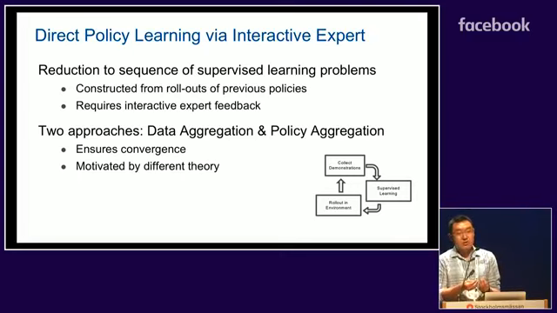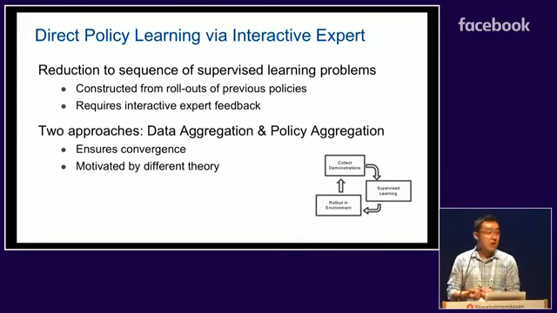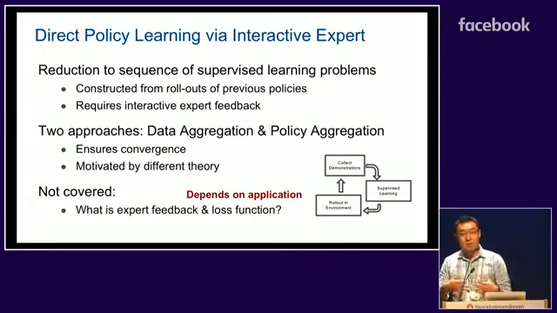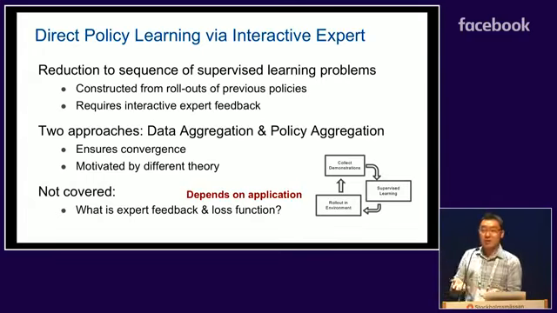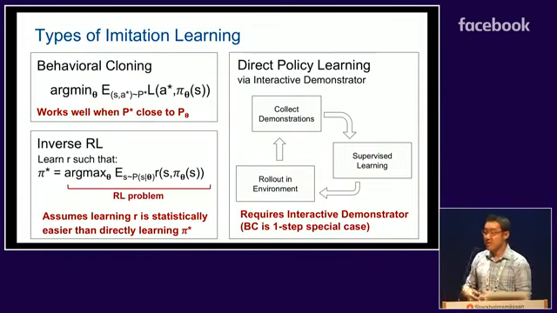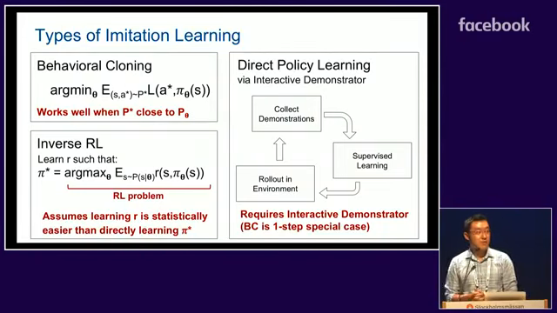The specific algorithms that are derived are motivated by different theoretical foundations. The data aggregation by reductions to online learning, policy aggregation by one-step deviation types of analyses, which are also common in reinforcement learning. What is not covered is, well, where does the expert feedback come from? What is the loss function? And this will be fairly application dependent, and we'll touch on some of these details more in the second half of the tutorial. So just to summarize, we've looked at behavioral cloning, we looked at interactive direct policy learning, which is a generalization of behavioral cloning, and now Huang will talk about inverse reinforcement learning.